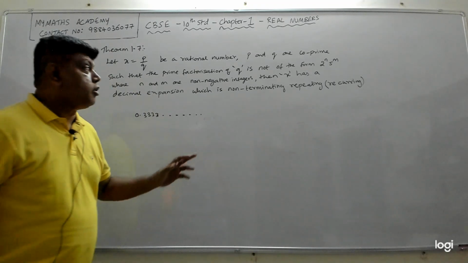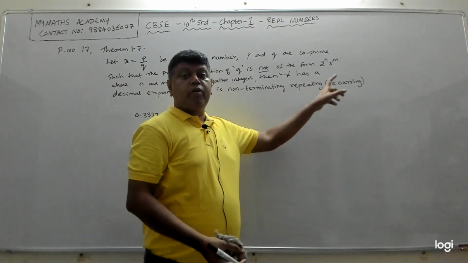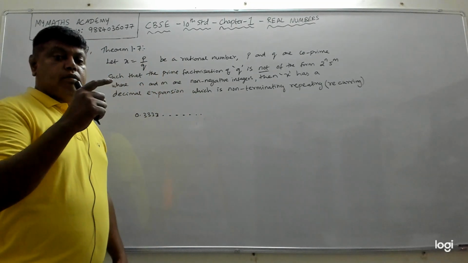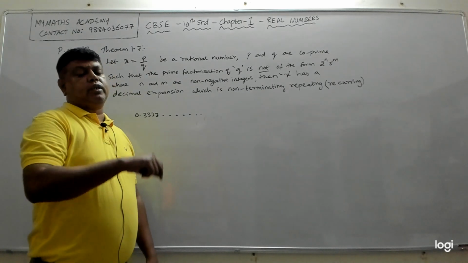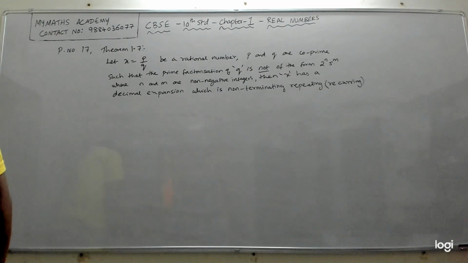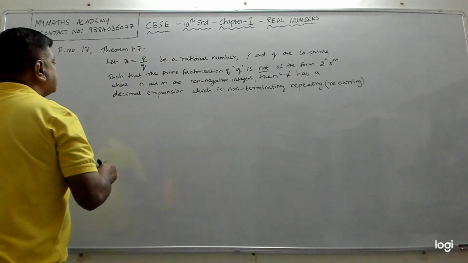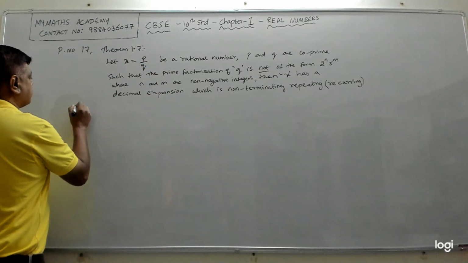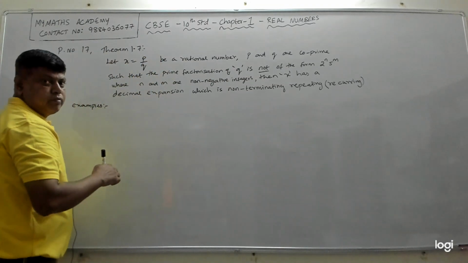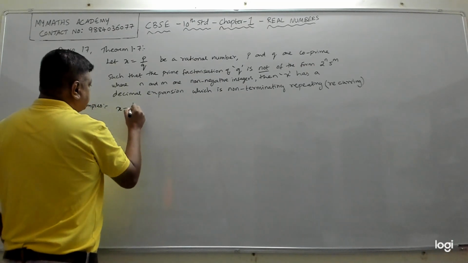So if q is not in the form, this word "not" is important. If q is not in this form of 2 power n 5 power m, then we can say x will have a non-terminating but repeating decimal expansion. Fine. So I'll give some examples, so that you can understand this theorem. Suppose x is equal to 4 by 70.